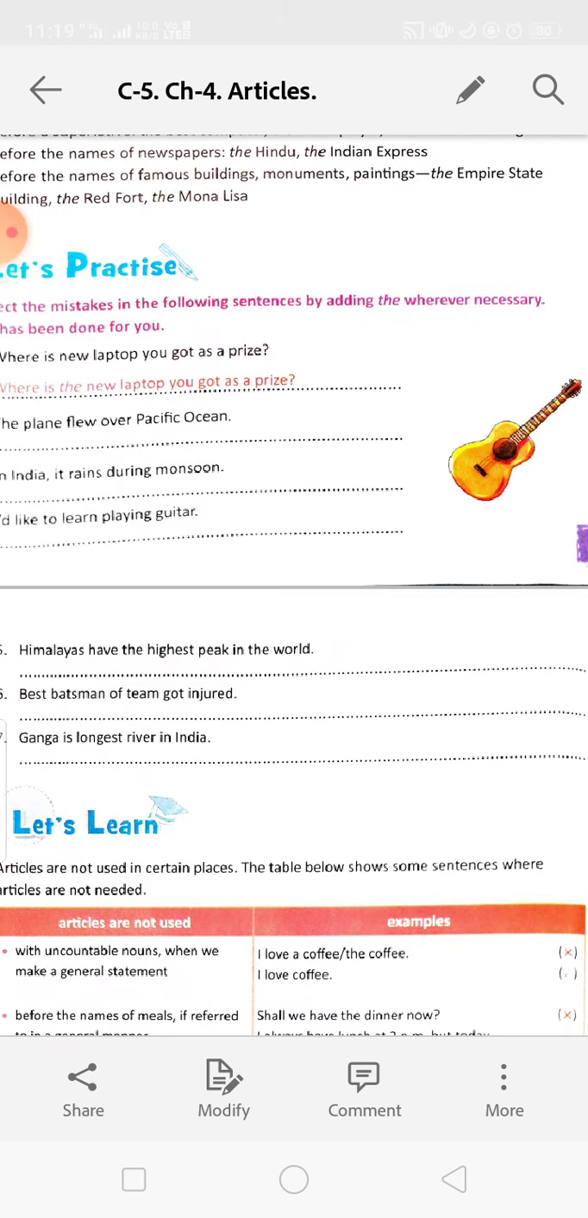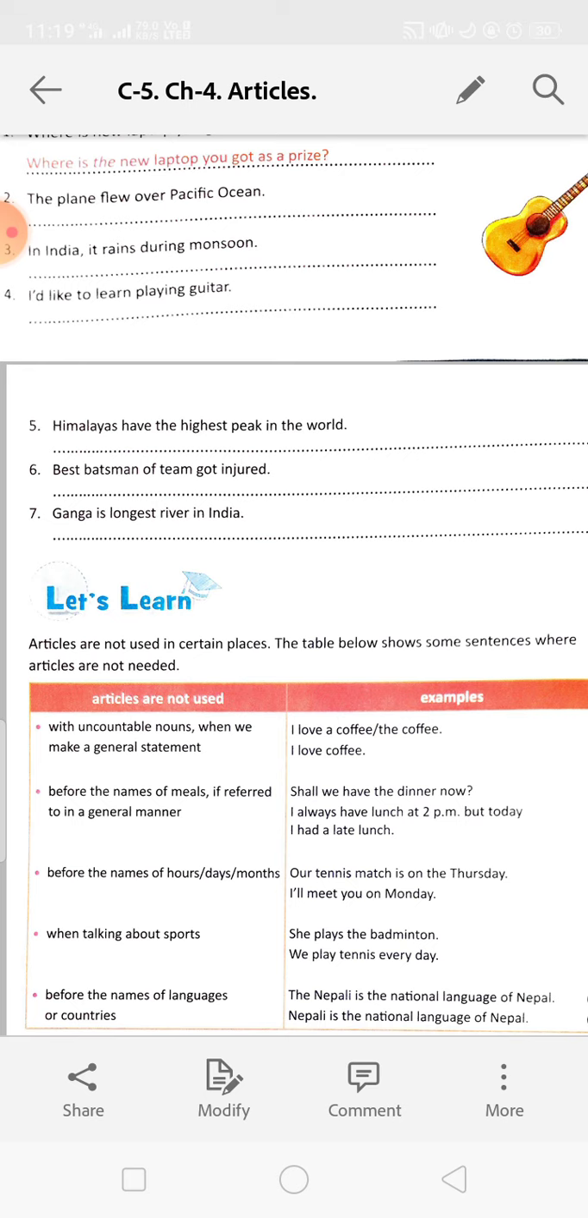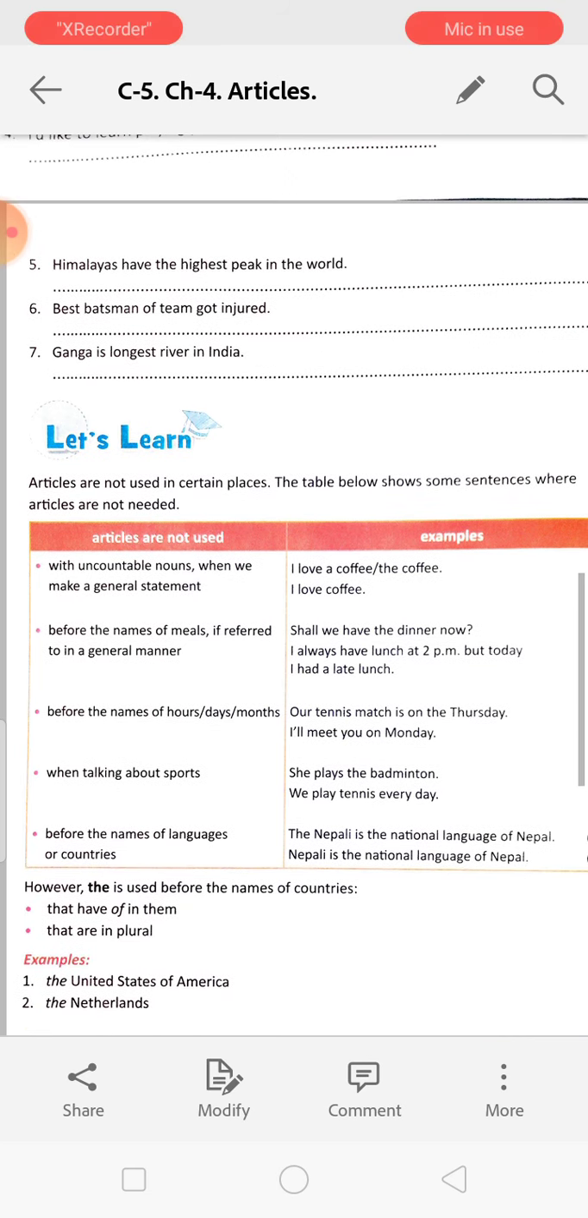Okay. Next, let's learn. Articles are not used in certain places. Some places are there where we cannot use articles. For example, with an uncountable noun, when we make a general statement, we will not write a or the, nothing. I love coffee. The correct sentence will be I love coffee. We will not use any articles with uncountable nouns when we are making any general statement.